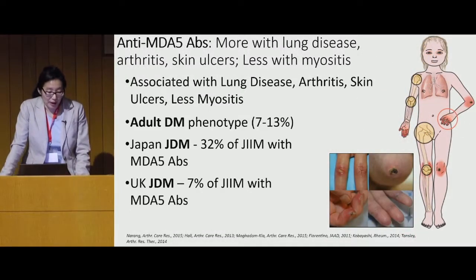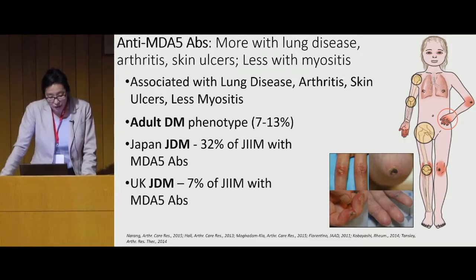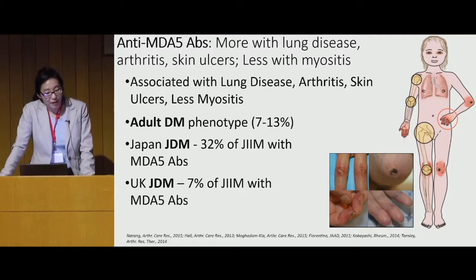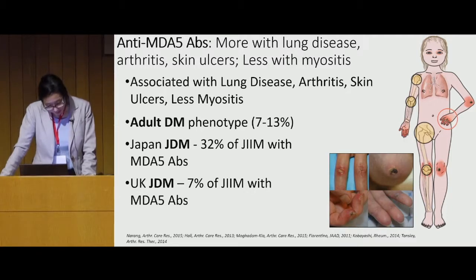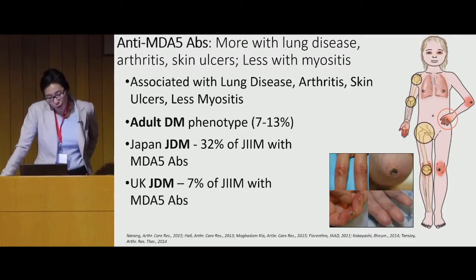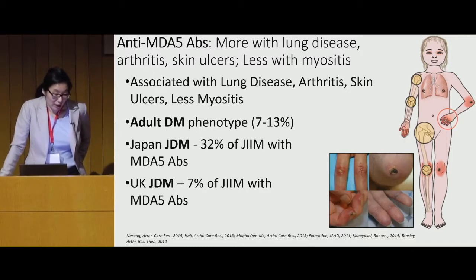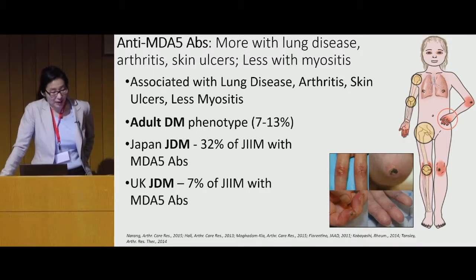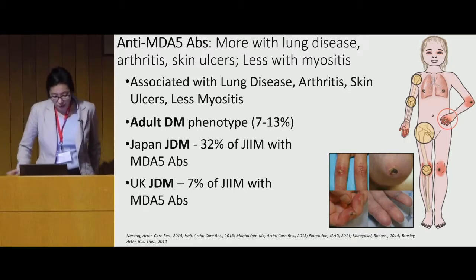And then the third most common antibody or MSA group is anti-MDA5. So this, in general, is more associated with lung disease, arthritis, skin ulcers, and actually less associated with myositis. It was initially reported more in adult dermatomyositis, with 7 to 13% of those individuals having this antibody group, and then described in Japanese juvenile dermatomyositis to be actually very common in 32% of their juvenile myositis patients, and then described to be in 7% of a UK cohort of juvenile myositis.